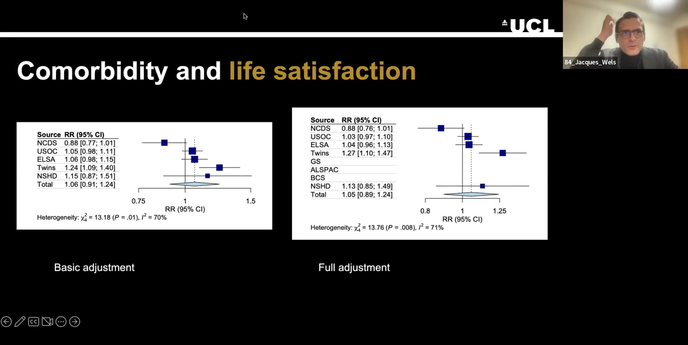But this is basically the result when we're looking at the association between comorbidity and life satisfaction. You can see the estimate for each study separately, as well as the 95% confidence interval, but also the meta-analyzed estimate with a confidence interval. And what is of interest here is that we observe a positive association, and even significant for Twins UK, between comorbidity and life satisfaction, but not in NCDS, which is one of the cohort studies. And well, I thought it was due to a problem in coding. Maybe life satisfaction was not coded the right way, but it's not.